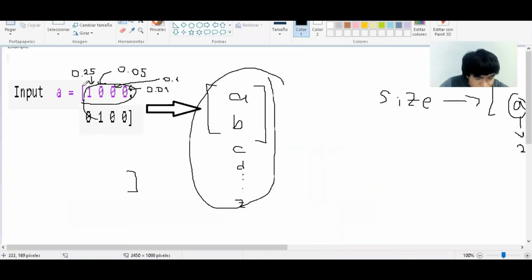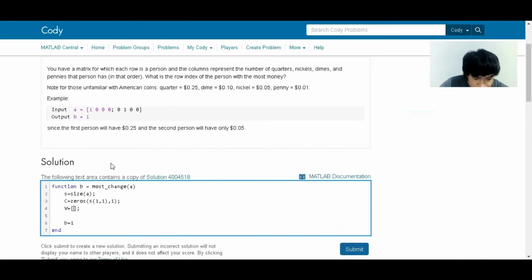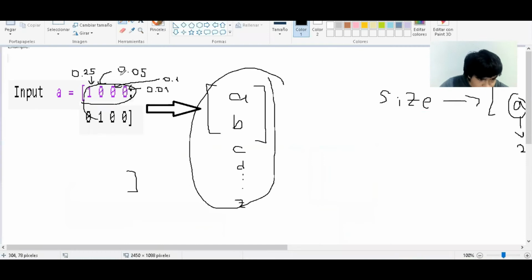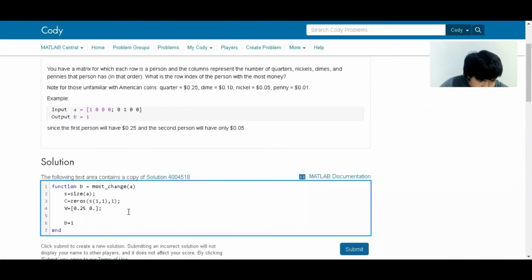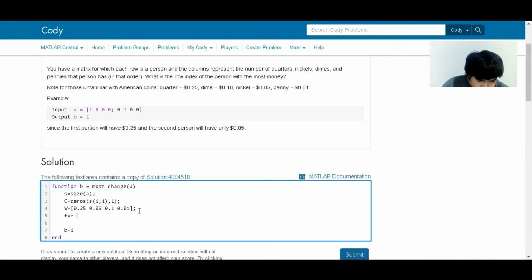So as we have stated before, the first row is going to be 0.25. Then the second one is going to be 0.05. Third one is going to be 0.1, and the last one is going to be 0.01. And then we're going to make an iterative process for I that starts from 1, and then it's going to go until the last row. So that should be S11.